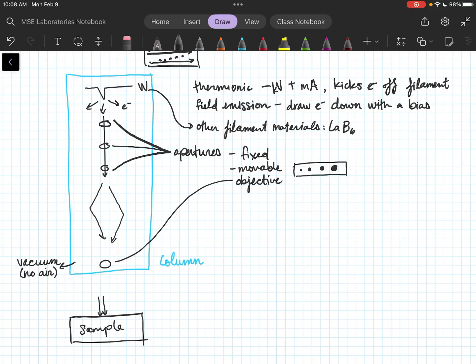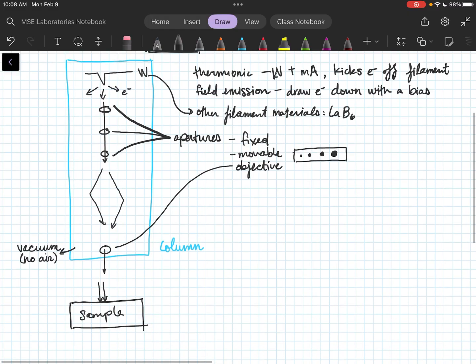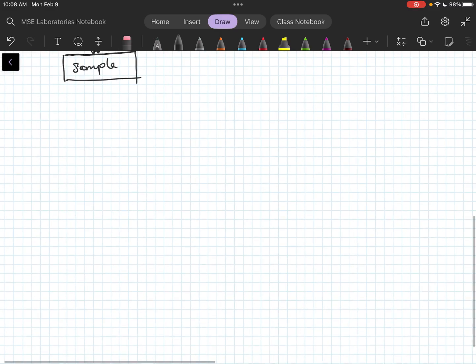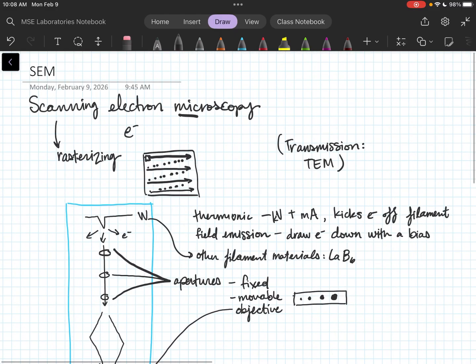And after that objective aperture, we've got that really nice parallel beam that's going to come down and whack our sample. Boom. Sweet. Okay, so let's talk about what happens to the electrons at the sample and the detectors that we've got surrounding that setup.